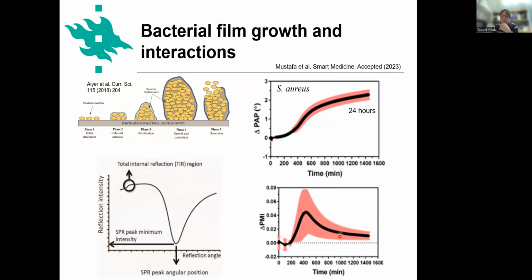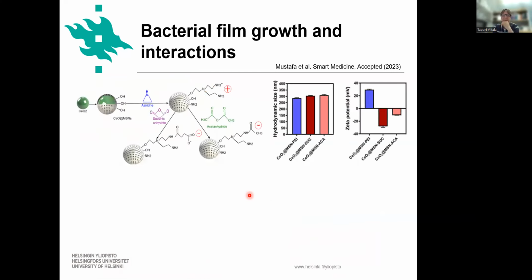We did also optical modeling on this, and to determine that the biofilms we were using in this study was from 2.5 to 3.3 micrometer thick. But the next step was then to look on differently charged nanoparticles, how they behave and interact with this biofilm.